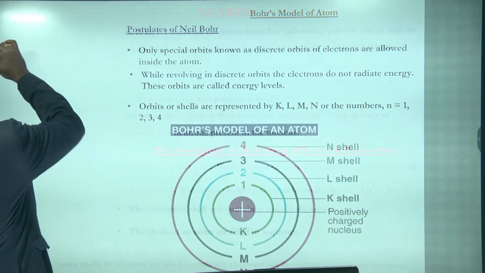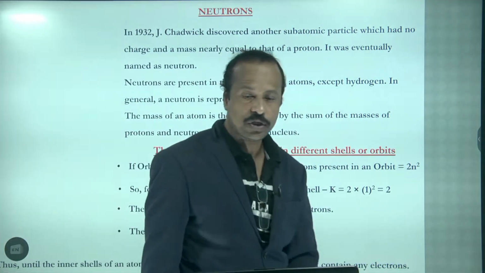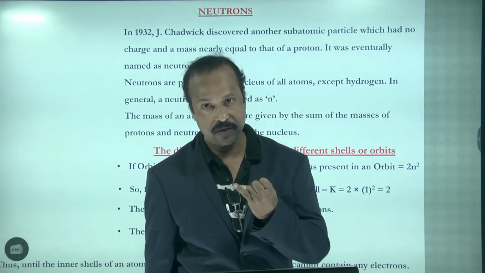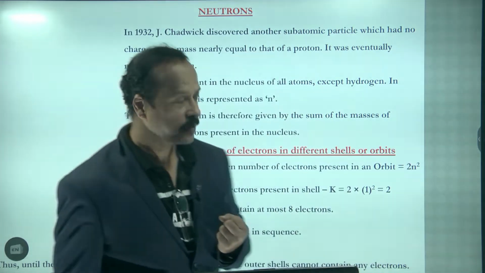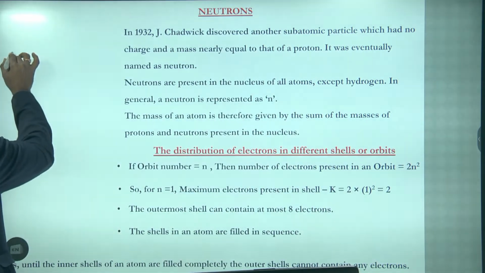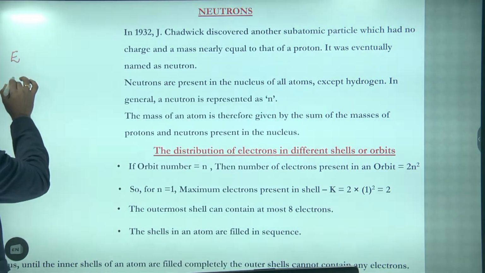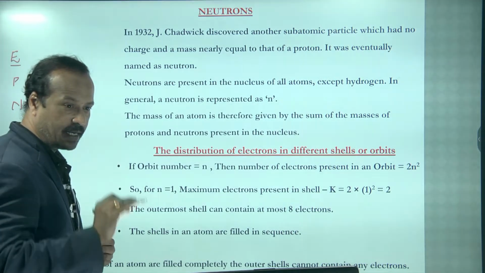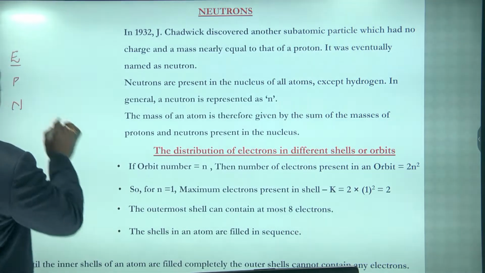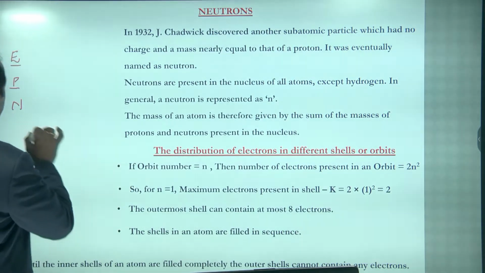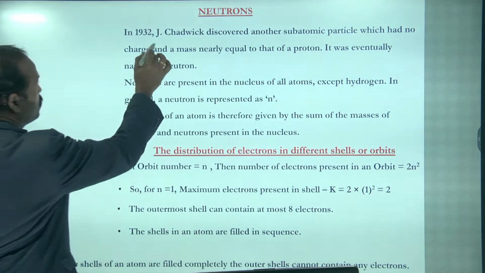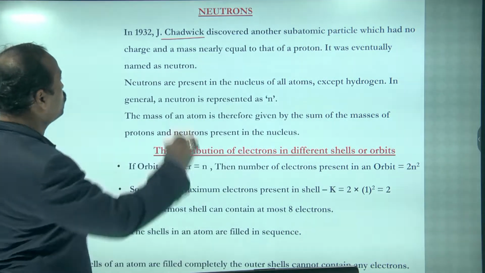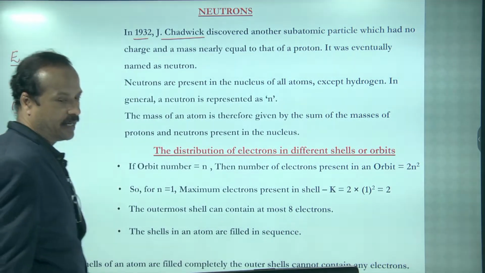Now, the next topic is neutrons. We already discussed that an atom consists of mainly three fundamental particles. Yes or no? Electrons, protons, neutrons. Electrons were discovered by J.J. Thomson in the year 1897, and protons were also discovered in the same era. But neutrons were discovered later. Neutrons were discovered by James Chadwick in 1932.